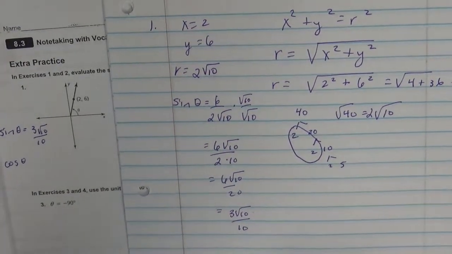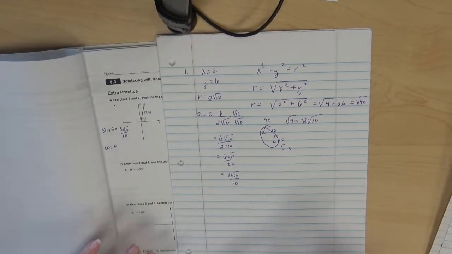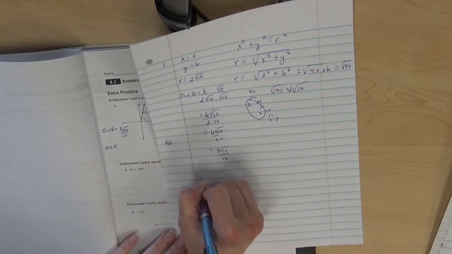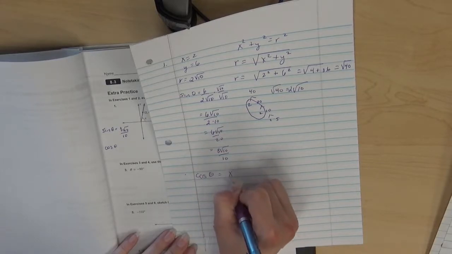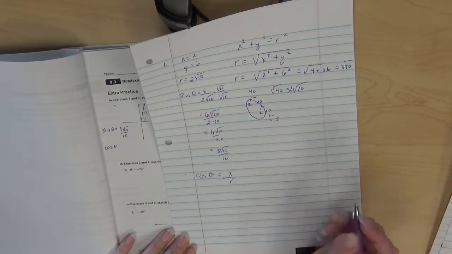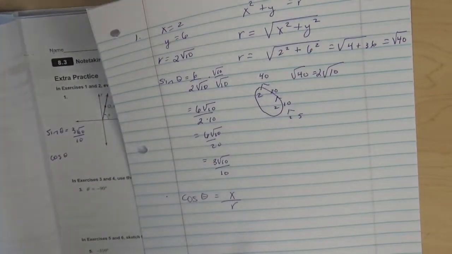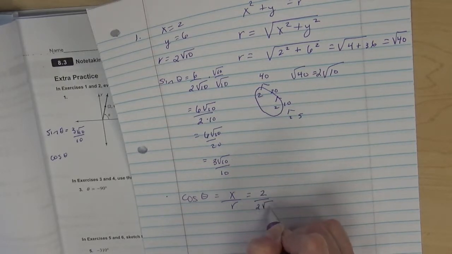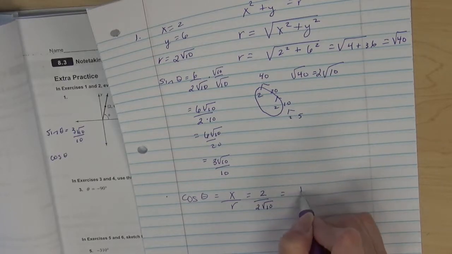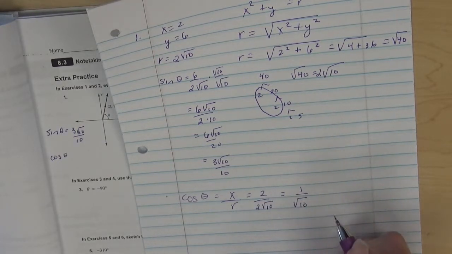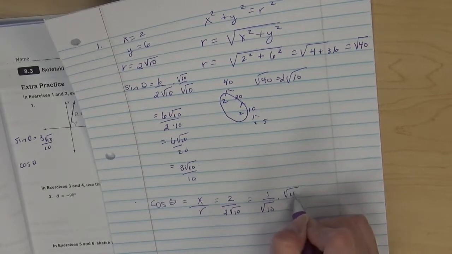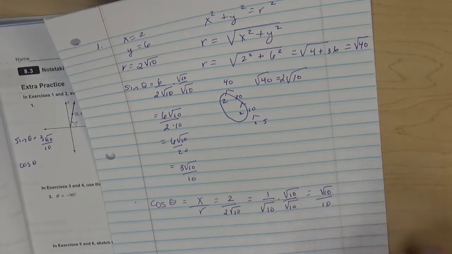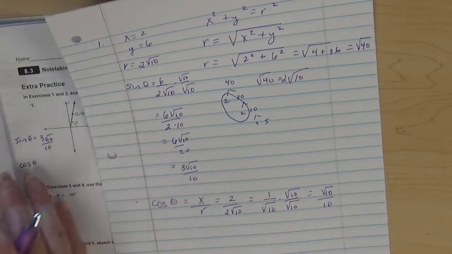Alright, so for cosine theta, that one is defined as x over r. So that means in this situation, x is 2, r is 2 square root 10. I can simplify that to be 1 over square root 10, but I still have to rationalize my denominator, so multiply square root 10 over square root 10, and that's going to give me square root 10 over 10. So cosine theta is square root 10 over 10, and I'm going to put that over here.